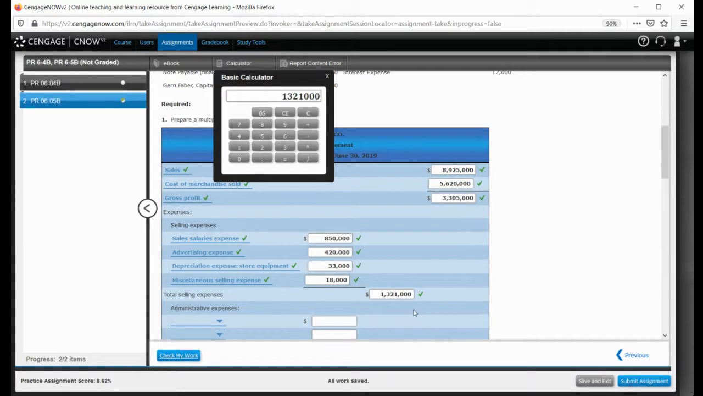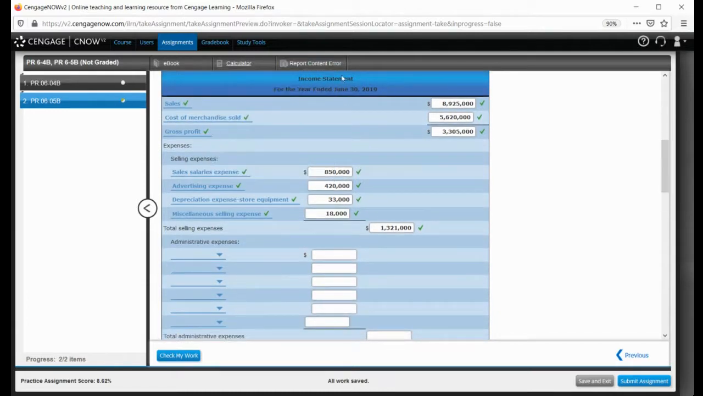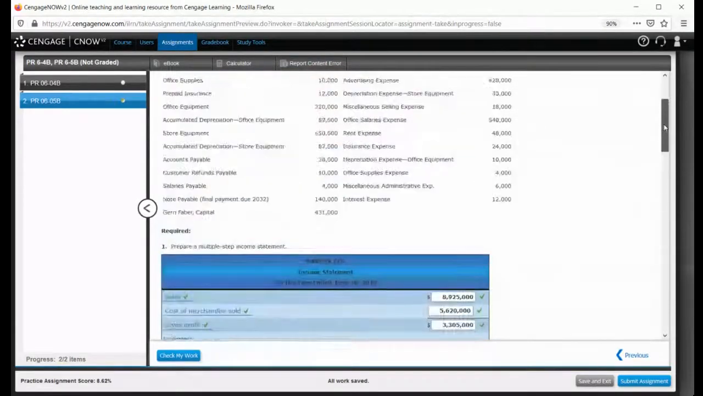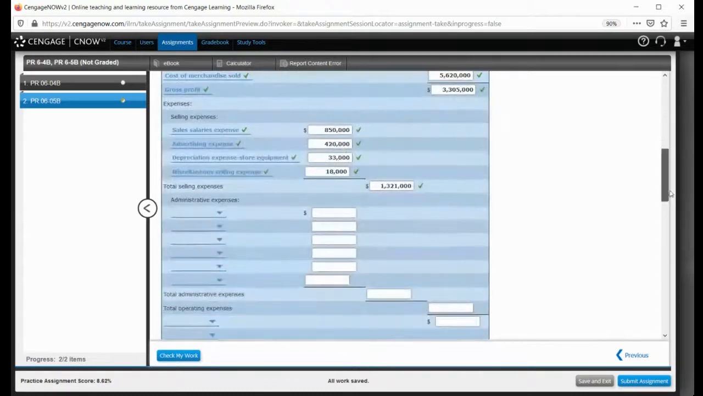The total selling expenses are $1,321,000. Then we're going to start with our administrative expenses. Administrative expenses will begin with the office salary expense. Office salaries is related to the office, and it's $540,000.